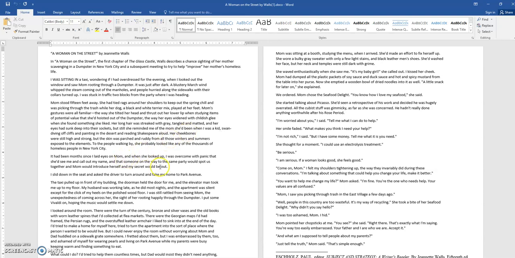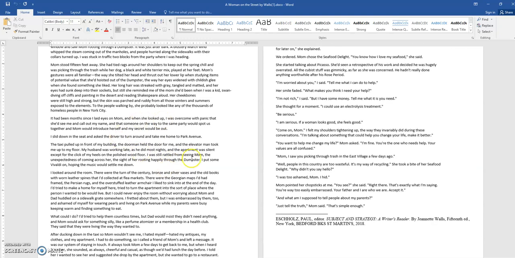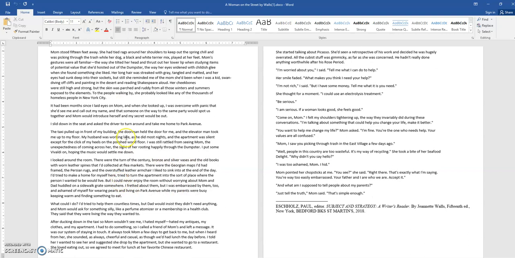Okay, and so what I would like for you to do is to read through this, and you can use it as an example for your first discussion board. You can try to mimic or model the writing. Okay, now Walls describes everything going on here. Then she describes her apartment, and this is kind of the inspiration for the discussion board.